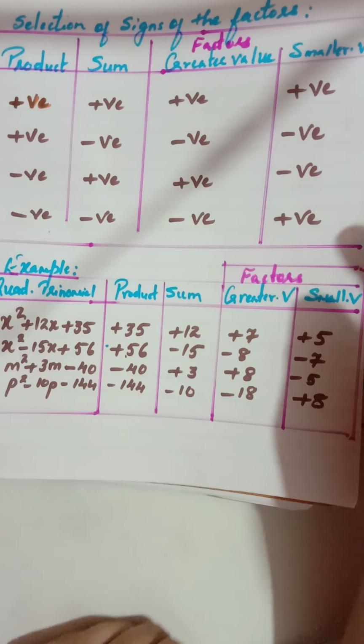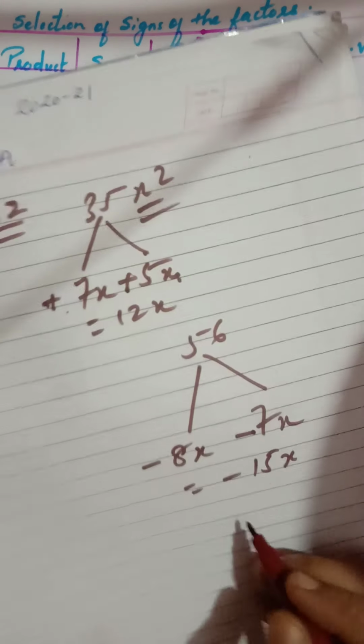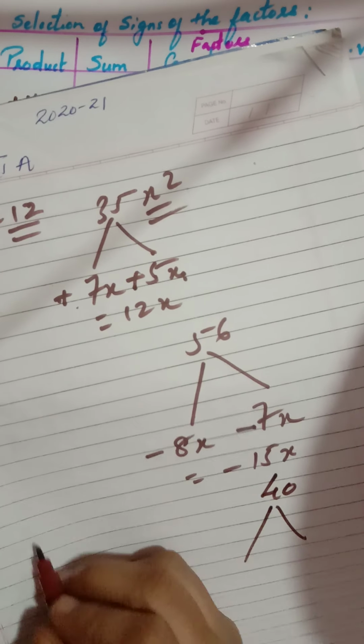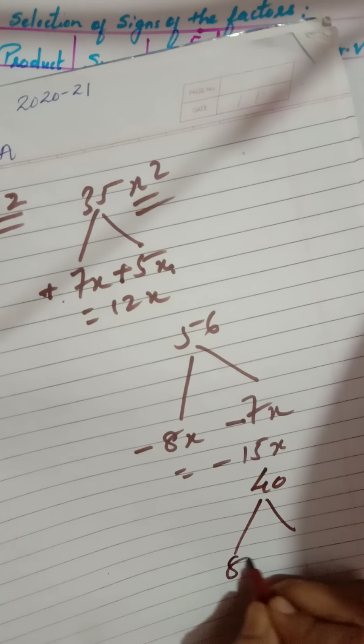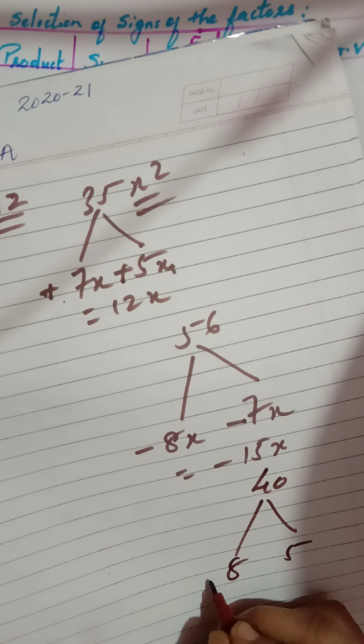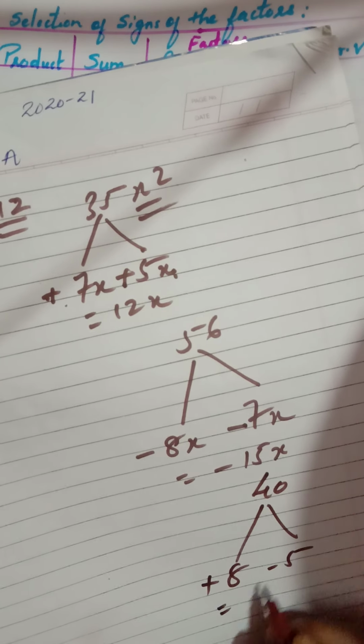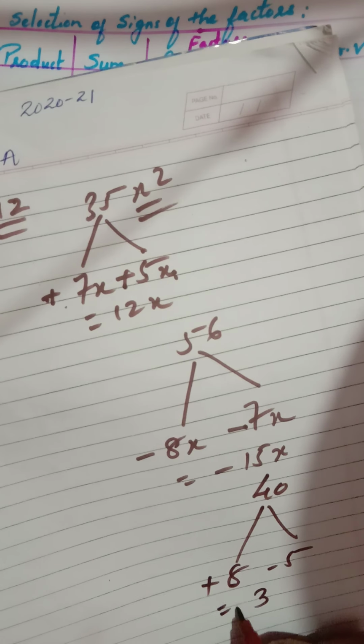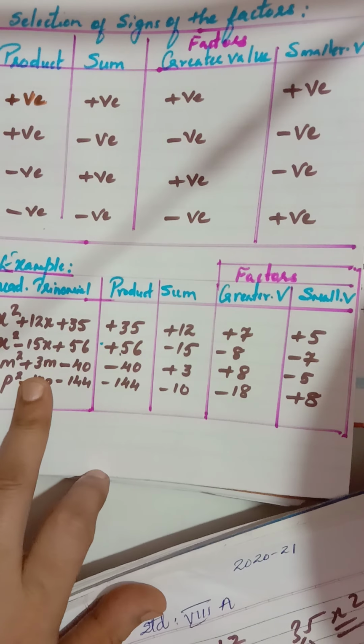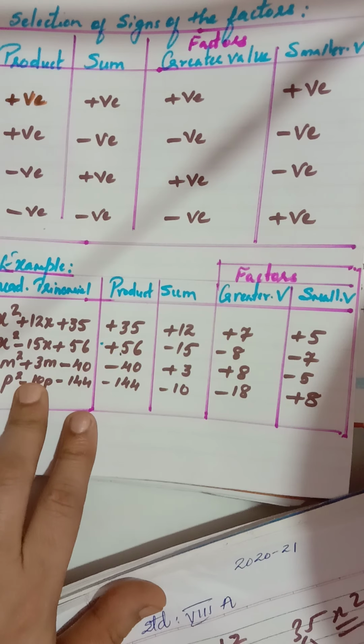Now how are you going to get 40? 8 5s are 40, and what do you want in the middle term? Plus 3. So you want 40, and the middle term is plus 3. So first plus 8 minus 5. Plus 8 minus 5 will give me plus 3, and that is the middle term.